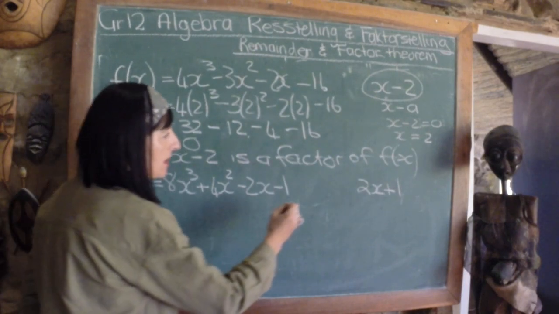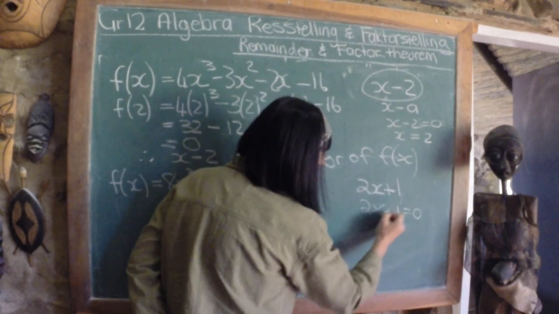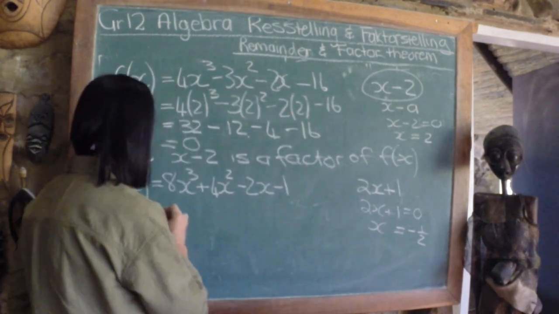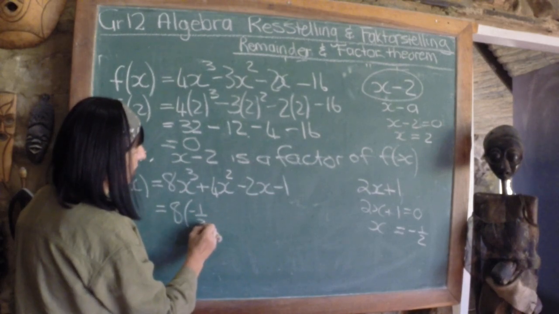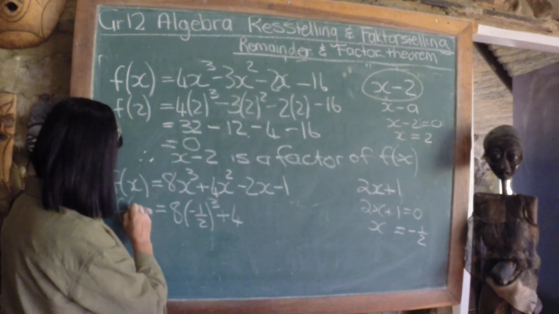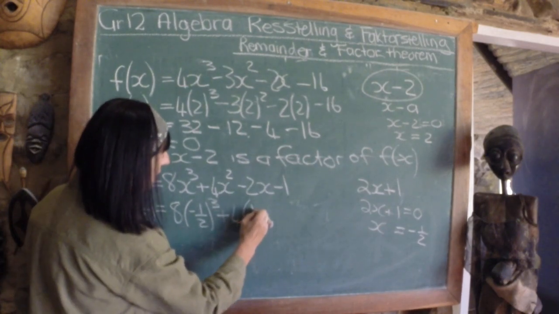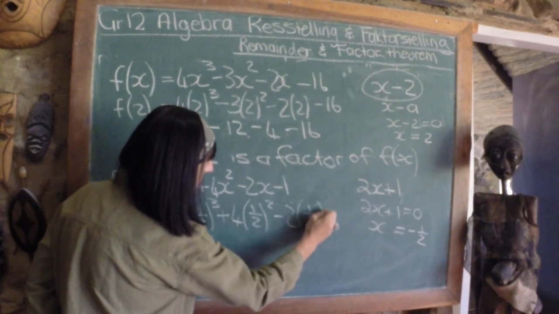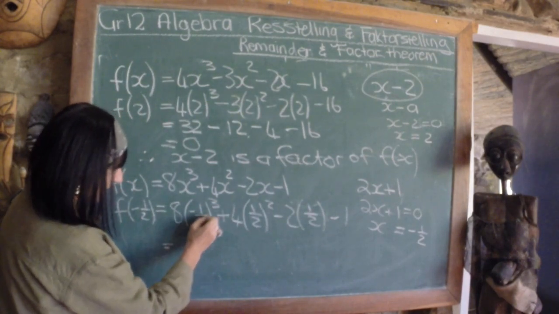Let's do the same over there. We're going to get 2x plus 1 equals 0. So we're going to get x equals minus a half. So now we're going to substitute minus a half here. So I'm going to say minus a half to the power 3 plus 4. So we're going to substitute minus a half. Plus 4 times a half squared. Minus 2 times a half. Minus 1.